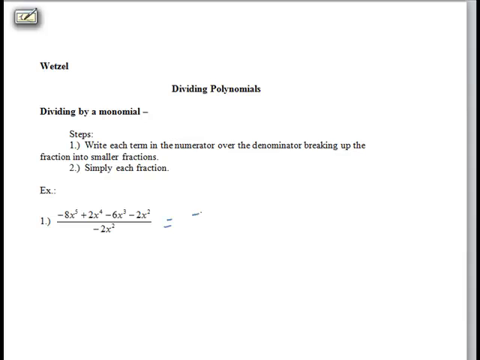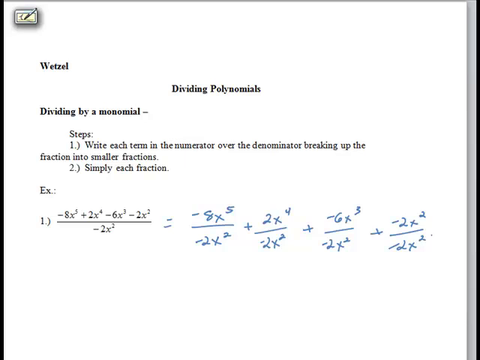Just take each term in the numerator, 8x to the fifth, and put it over the denominator, negative 2x squared. Plus the next term in the numerator, 2x to the fourth, over that same denominator, negative 2x squared. Plus the third term, negative 6x cubed, over the same denominator, negative 2x squared, and the last term, negative 2x squared, over negative 2x squared as well.